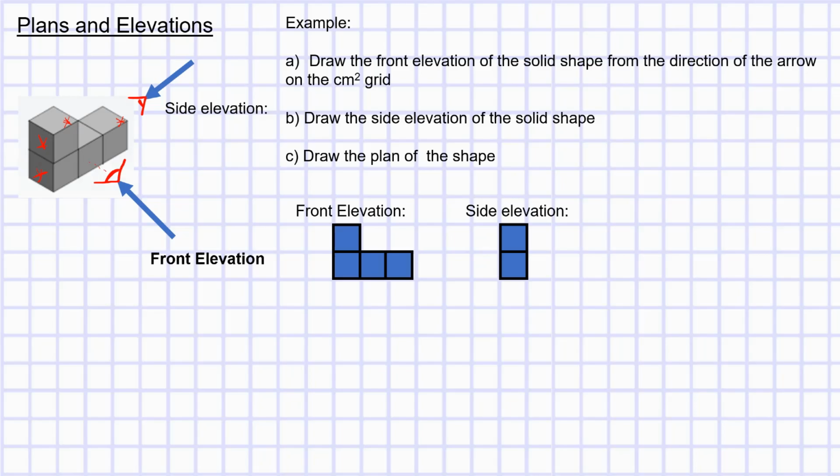Finally, the plan of the shape is what we would see if we looked at the shape from above. And that would just be 3 squares.